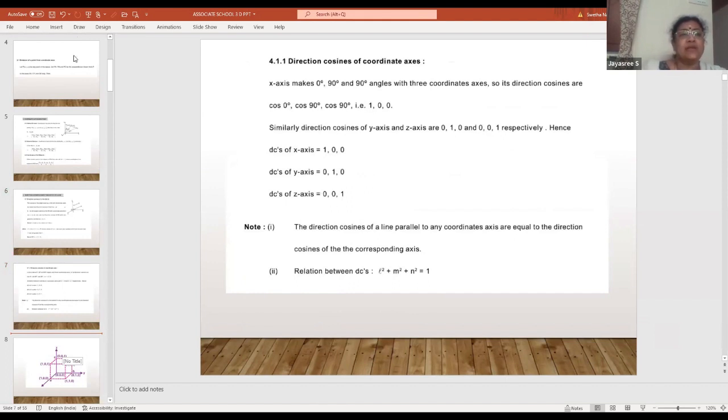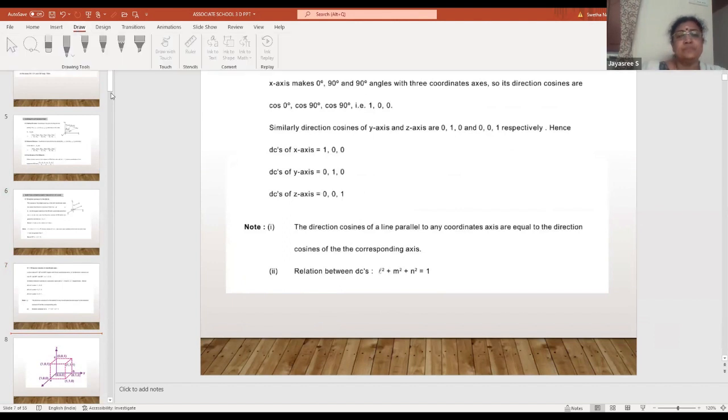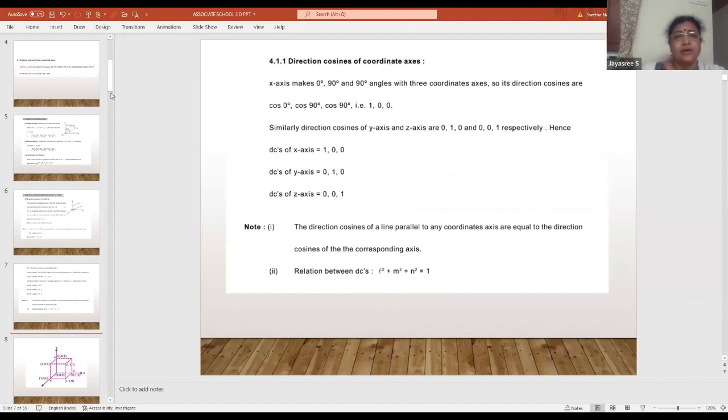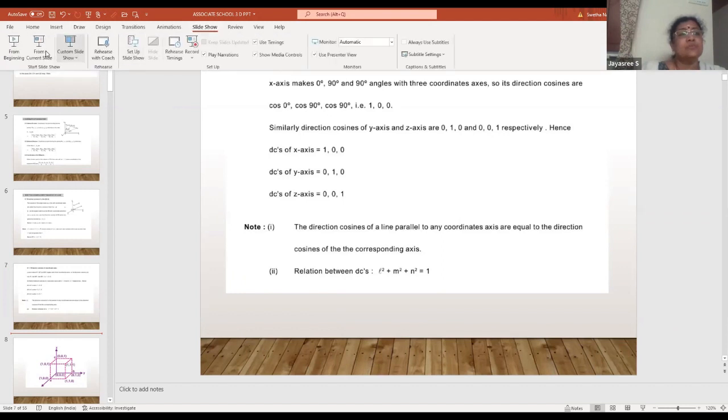Why is this concept very important? The reason is, while I'm talking here, one slideshow.